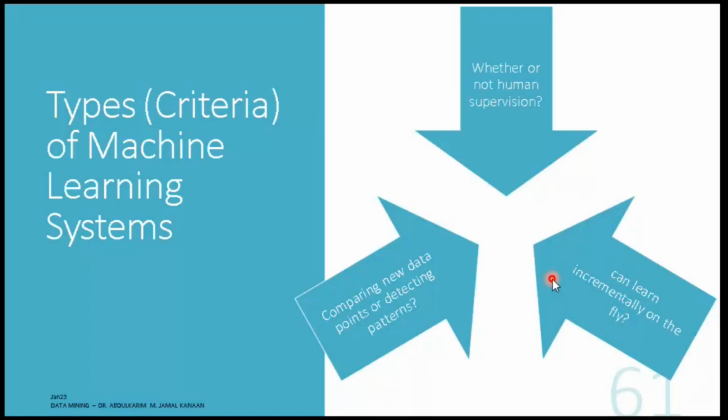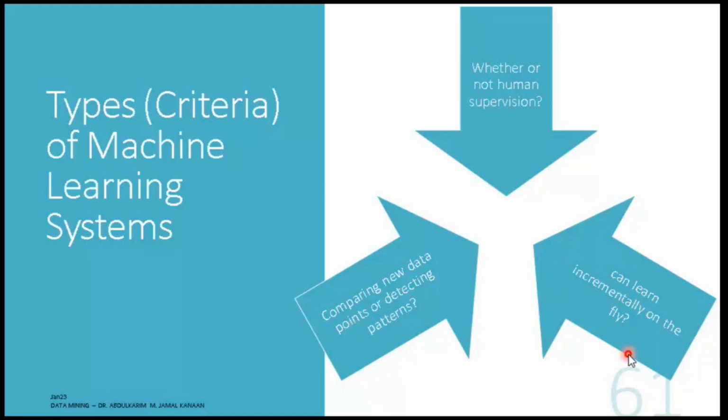Data mining algorithms can be categorized into different categories based on three main criteria. Whether or not it's human supervised, in other words, whether it requires labeled data, unlabeled data, or partially labeled data. We call this whether or not human supervision is required. Comparing new data points to detecting patterns is also based on how the data mining algorithm itself works. I'm not going to cover this section.